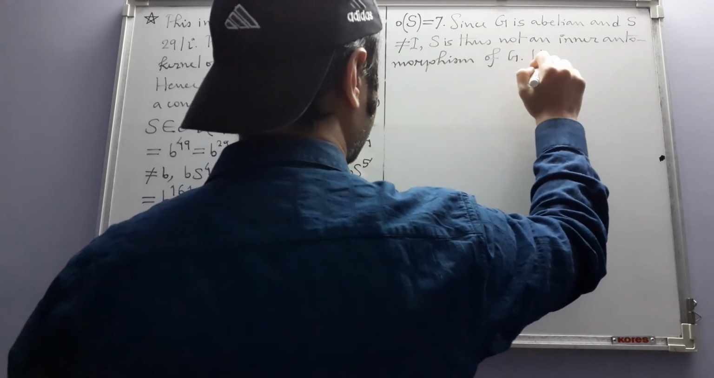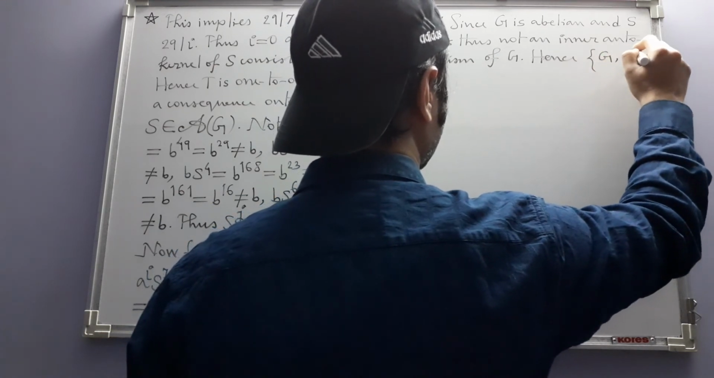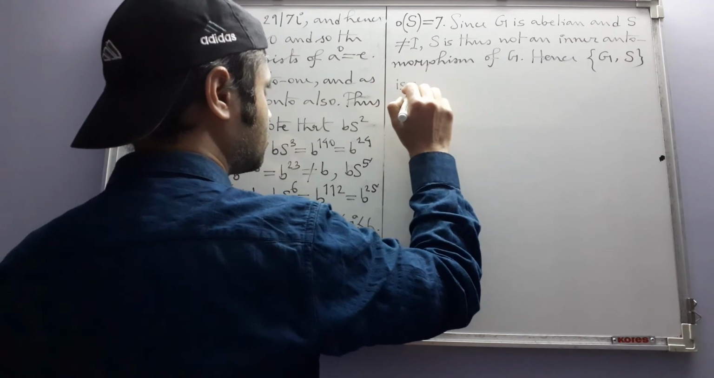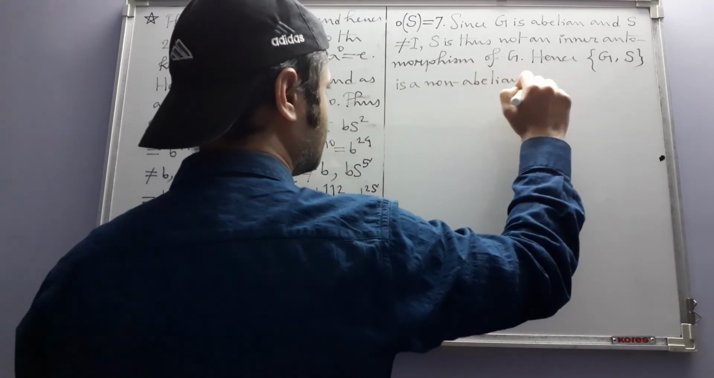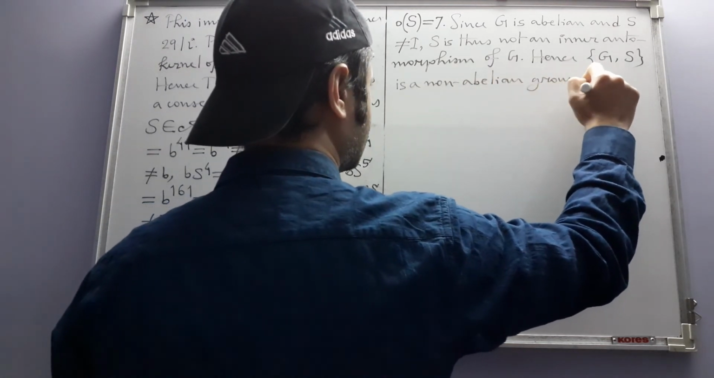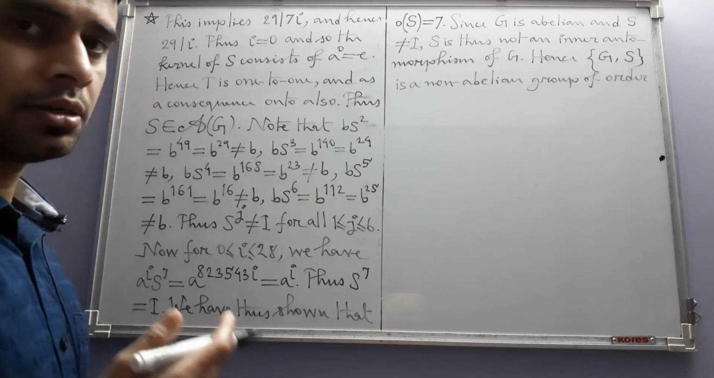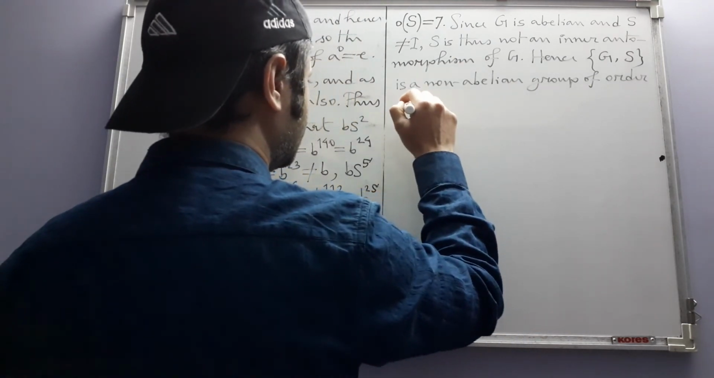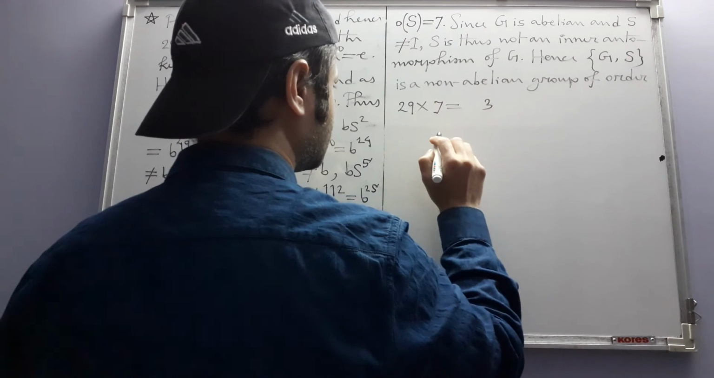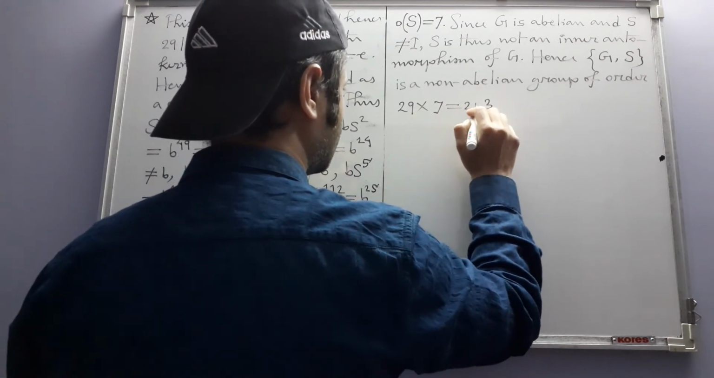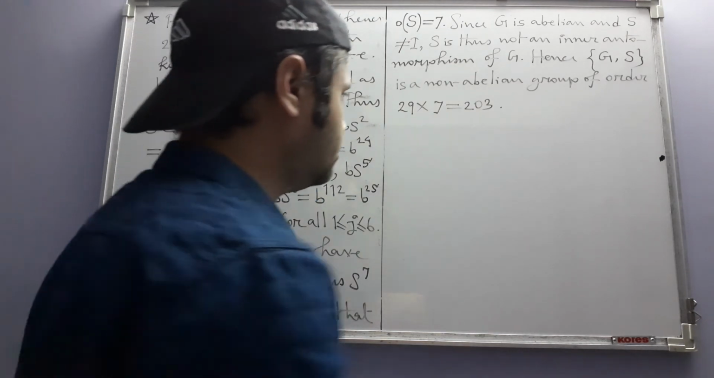Hence, for this G and this S, this is a non-abelian group of order, the order of G times the order of S. Order of G here is 29, order of S is 7. So that's how we have a non-abelian group of order 203.